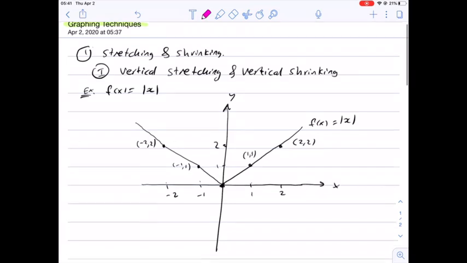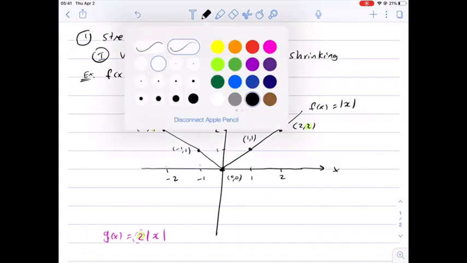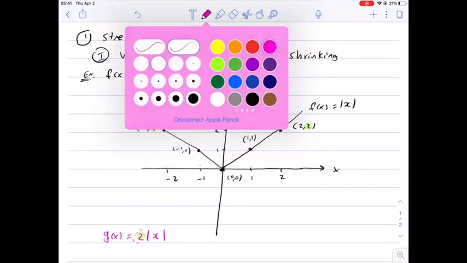Now what happens if we multiply this function by some constant that's greater than 1? For example, we multiply by the constant 2. This is greater than 1. We want to see what is the effect of that. If we multiply the whole function by 2, that means we multiply the y coordinate by this 2. And here we determined 3 points, and in most cases 3 or 5 points are enough to graph the function or to make the changes on the basic function.